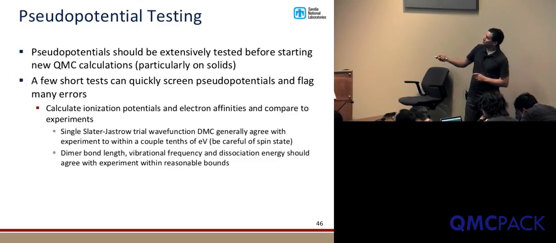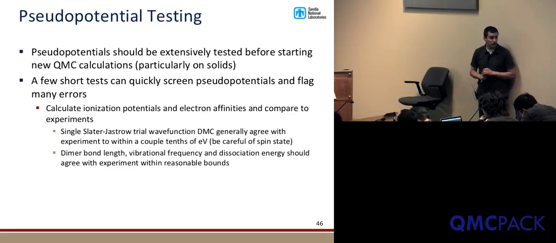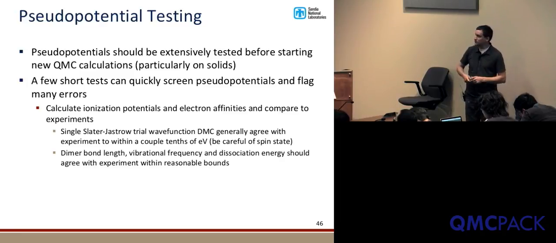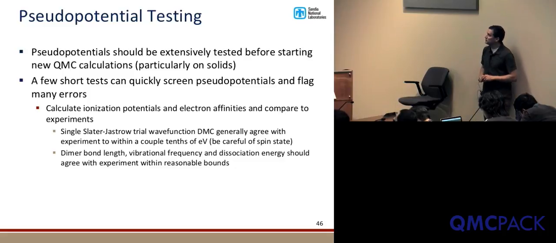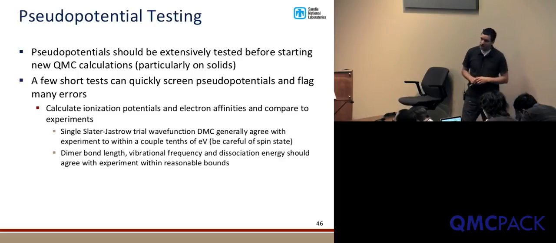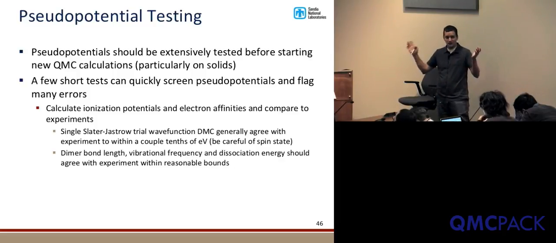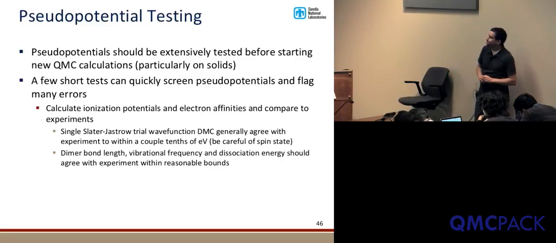Now we do have a fixed node approximation if we're doing this with a single Slater-Jastrow trial wave function. In principle, you could beat this down by doing a multi-determinant expansion. But with a single determinant wave function, we found that if the pseudopotential is good and is going to give you properties that agree with, say, your all-electron calculation, you're generally going to be within a couple of tenths of an eV of the experimental ionization potential and electron affinity. If you're finding you're off by an eV, that's a red flag.